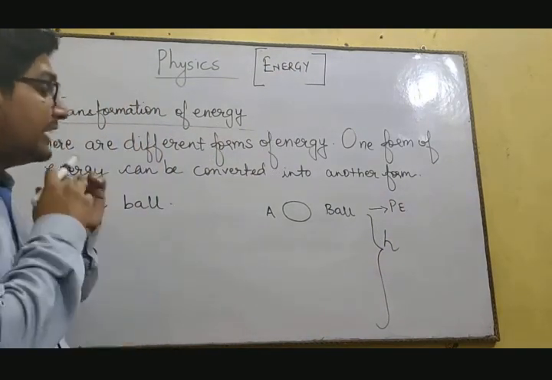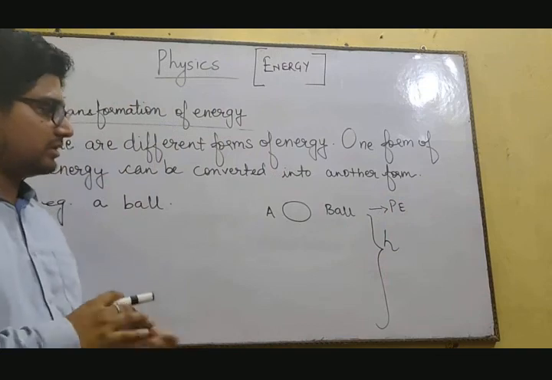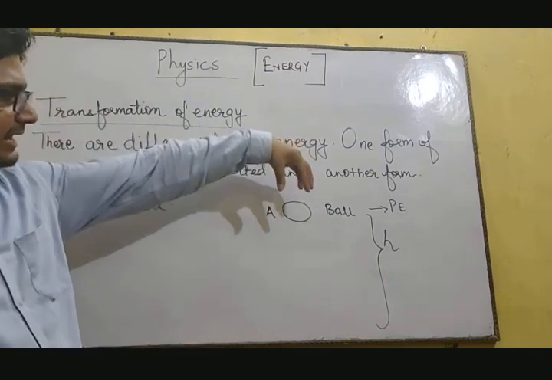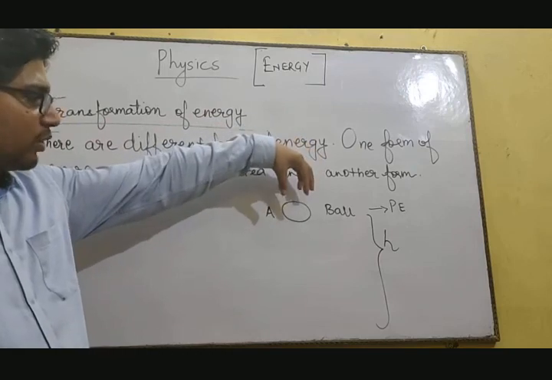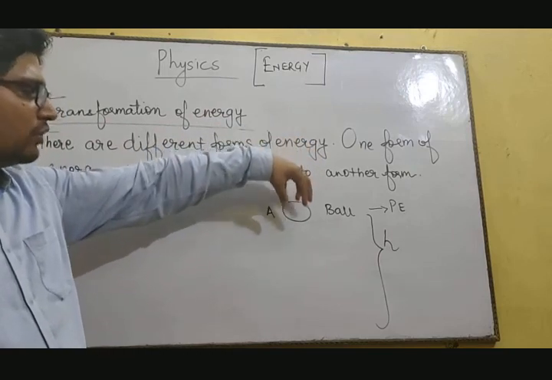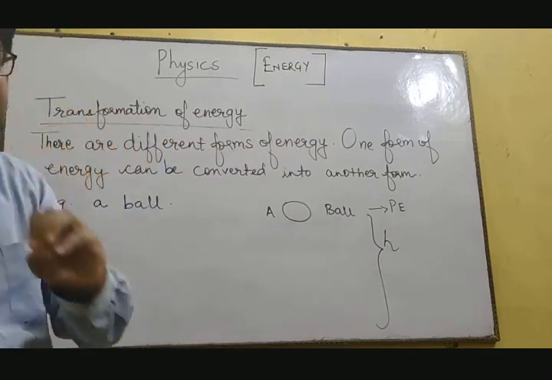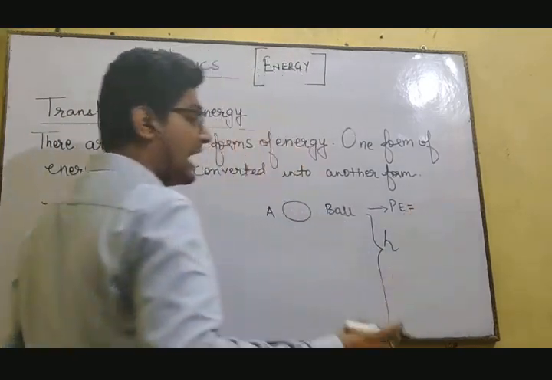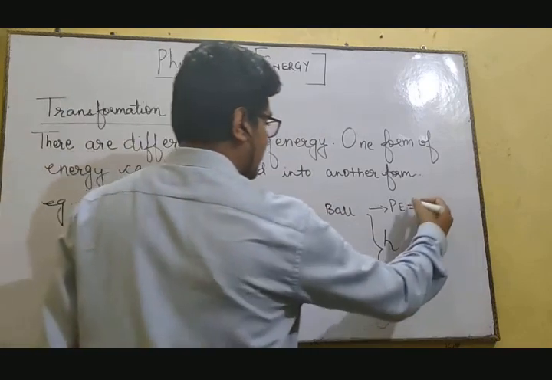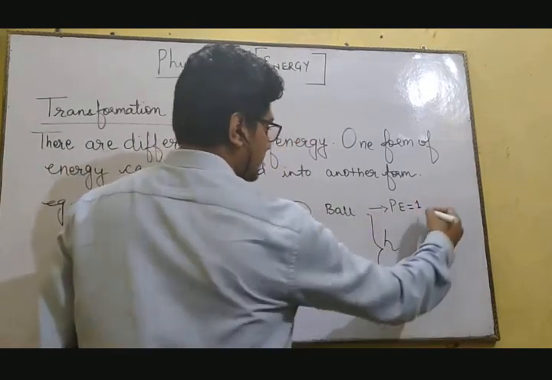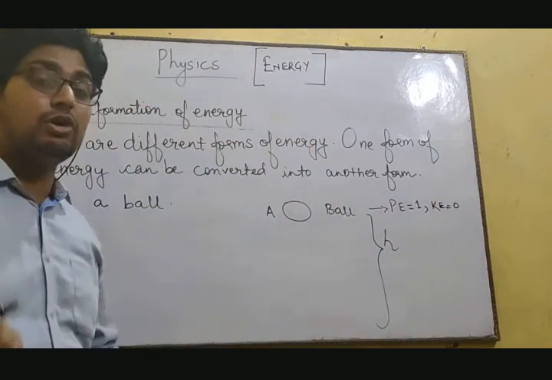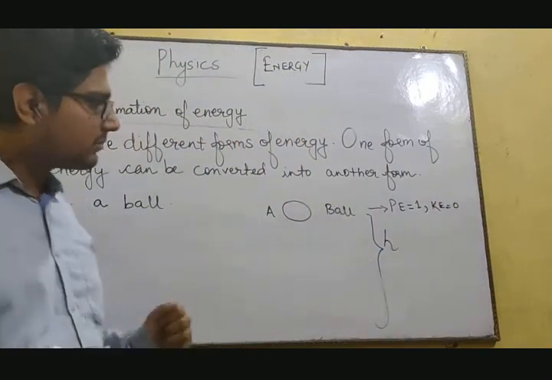Will it have any kind of kinetic energy right now? Since the ball is not moving, the ball is kept at a height and we are holding the ball, it does not carry any kinetic energy. So over here, the ball will have only which energy? Potential energy. Suppose potential energy is 1 and kinetic energy is 0. Why 0? Because the ball is not in motion.